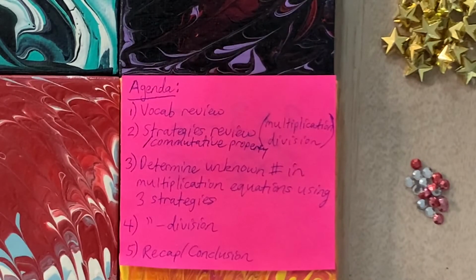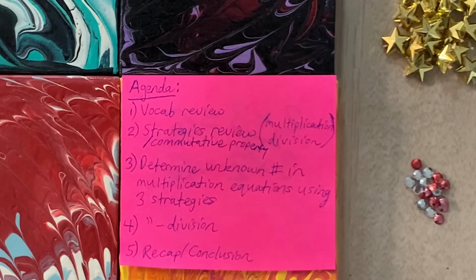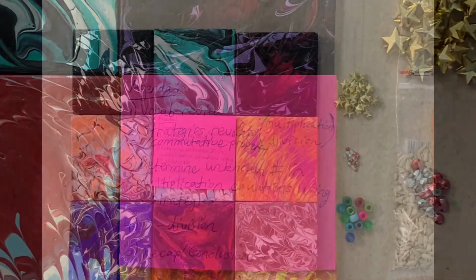For today's agenda, first we are going to review some vocabulary terms. After that, we'll review some strategies that you can use for multiplication and division. We'll also review the commutative property. Then we'll determine the unknown number in multiplication equations using those three strategies, and do the same for division, determining the unknown number in division equations using those three strategies. Finally, we will recap and conclude the lesson.